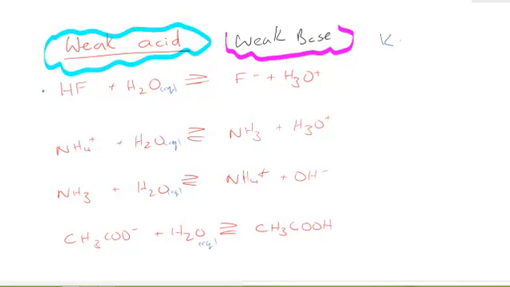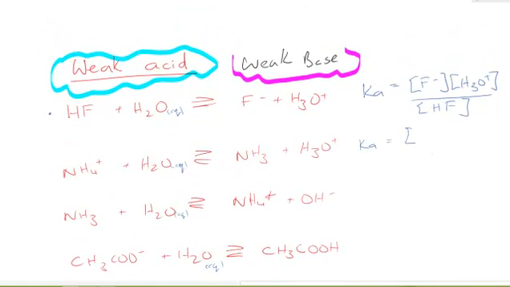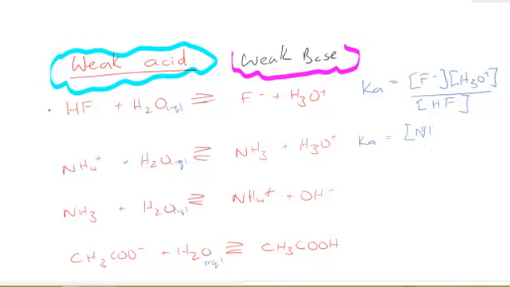Now the general constant Kc for equilibrium, we just change to become Ka because it's an acid. So it's Ka, A for acid, and we'll have products over reactants, so it's F minus, H3O plus over HF. Again, for this one, it would be Ka equals NH3, H3O plus over NH4 plus.